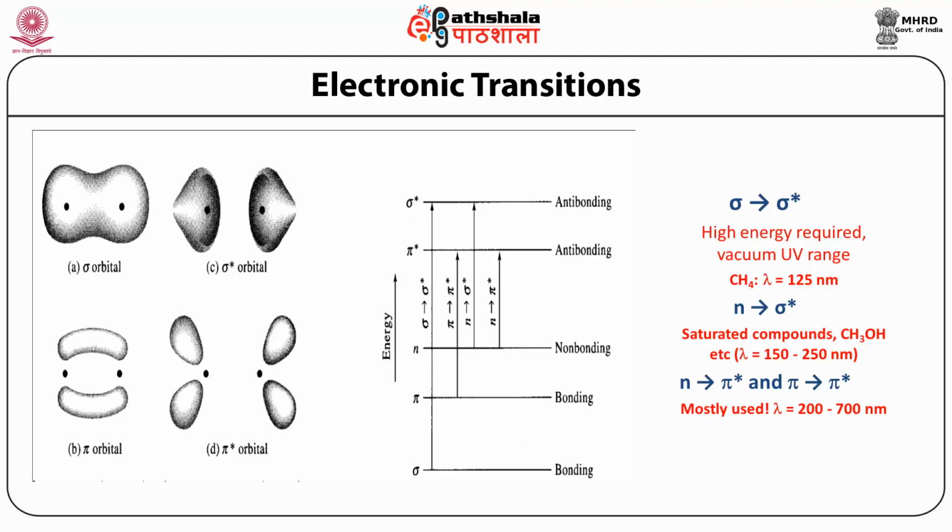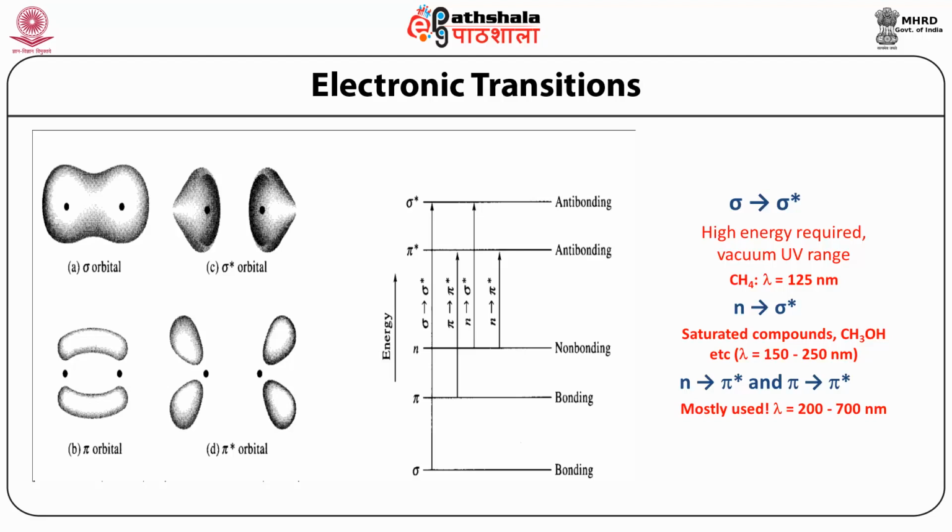In sigma to sigma star transition, an electron in the bonding orbital is excited to the corresponding antibonding orbital. The energy required is large. For example, methane, which has only C-H bonds and can only undergo sigma to sigma star transition, shows an absorption maxima at 125 nanometer. Absorption maxima due to sigma to sigma star transition are not seen in the typical UV spectrum of 200 to 700 nanometer.